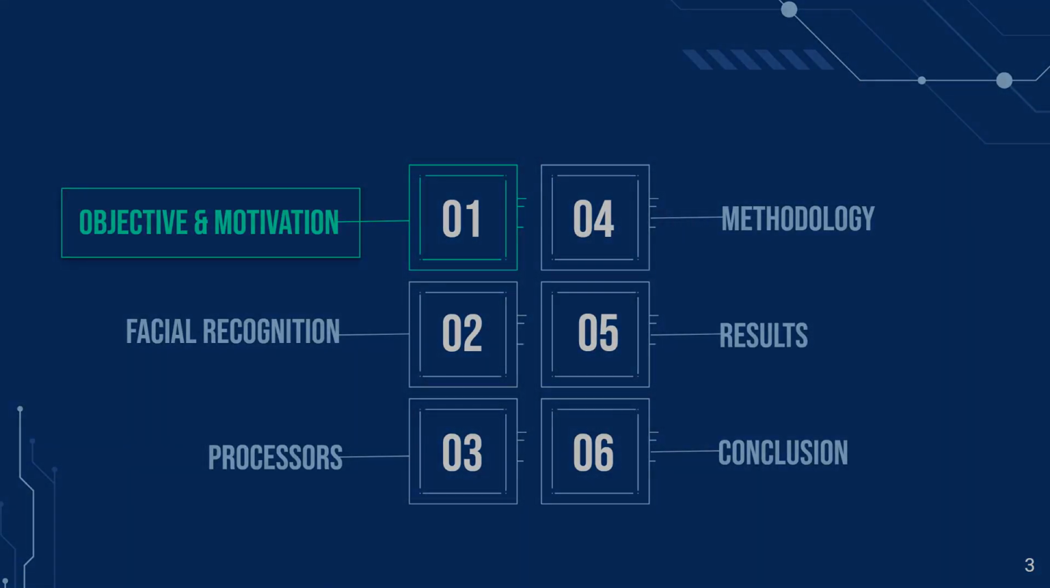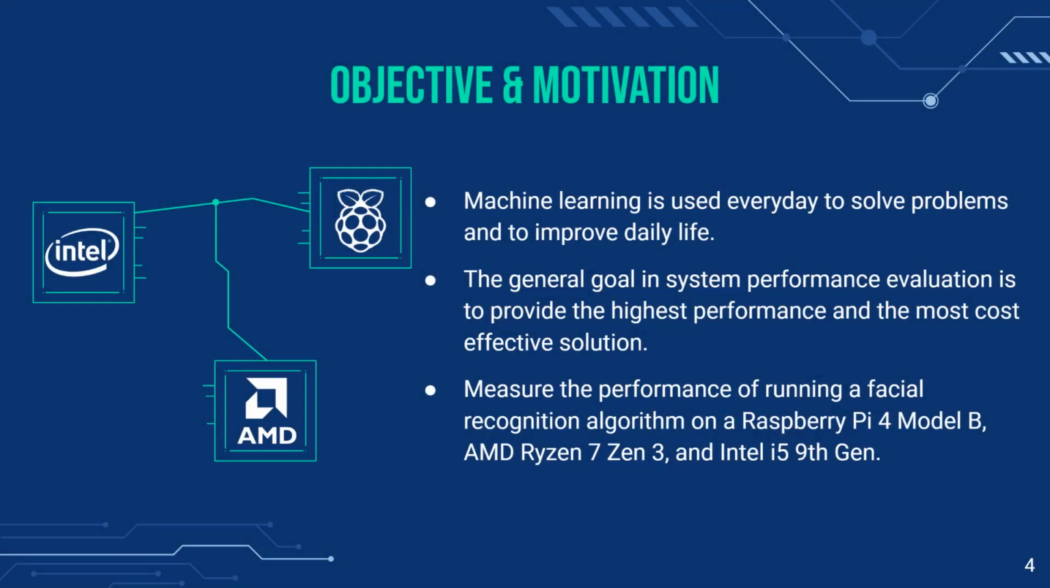The objective and motivation. Machine learning is a hot trend that's been growing over the past few years, and it is used to solve problems and even improve our daily lives. An example of a machine learning algorithm could be something as simple as YouTube. It takes the preferences on the type of videos you watch, puts them together, and recommends videos that you might be interested in. And that's just a simple algorithm that we might use every day.